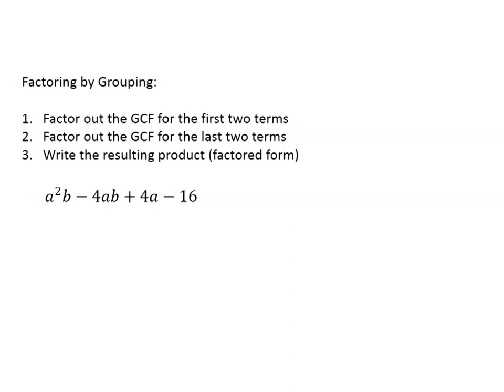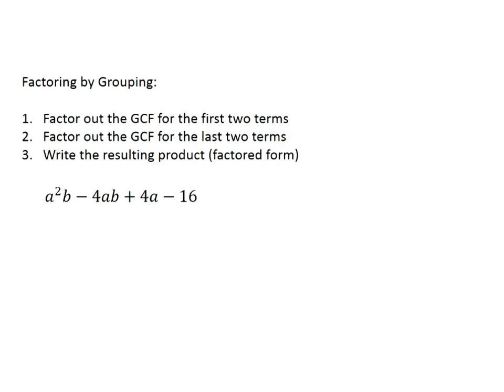There are 3 steps when factoring by grouping. The first one is to factor out your GCF from the first 2 terms. Then you'll factor out a GCF for the last 2 terms. And then we're going to write the resulting product, which means we're going to write it in factored form.